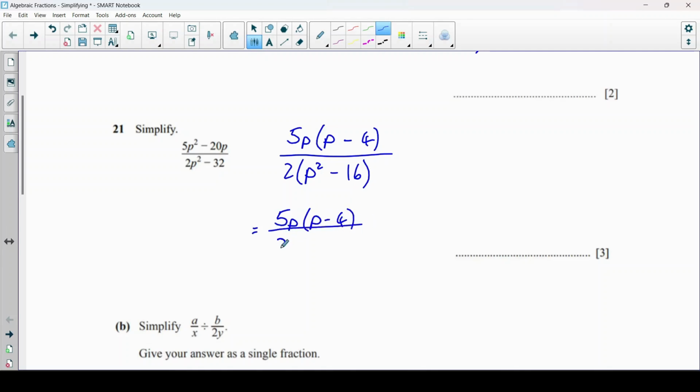But then on the bottom, 2 brackets, and again it's p plus 4, p minus 4, and I can divide top and bottom by p minus 4, leaving me with 5p on the top, and 2 brackets p plus 4 on the bottom. You might be tempted to expand the bottom. Don't do that. It's better factorised. Things that are fully simplified are factorised, okay? So keep it factorised like that.